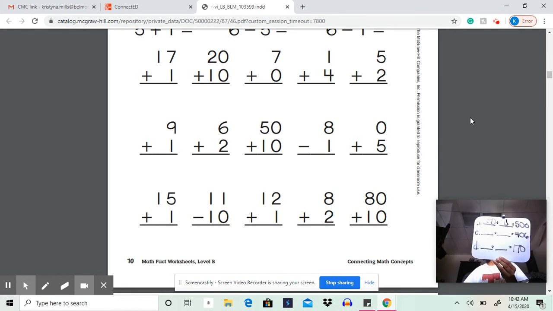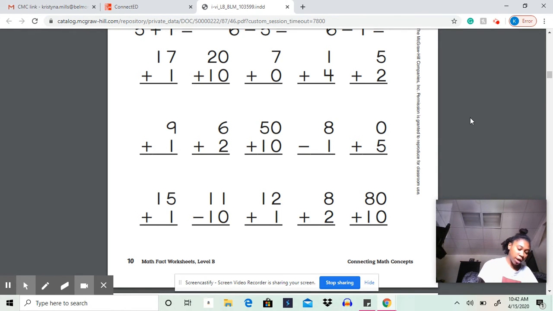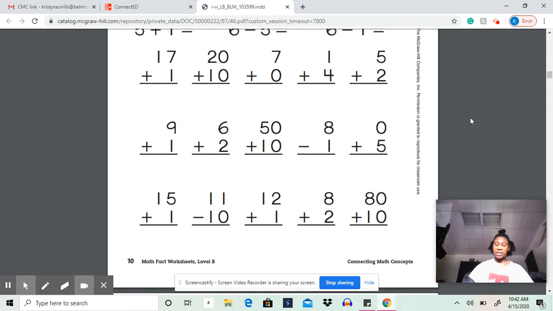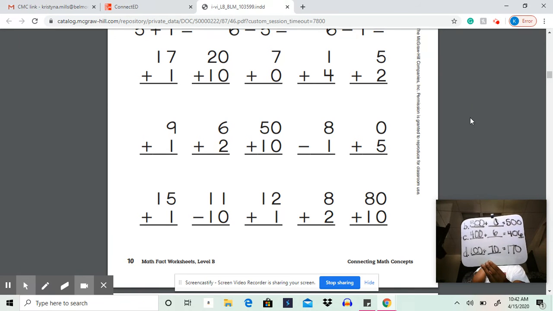For C, that should be easy. 400 plus 6. Not 60, because remember the 6 is in the ones place. And then for the last one, you should have written 100 plus 70. 100 plus 70. So what I want you to do now is pause this video and check your answers.